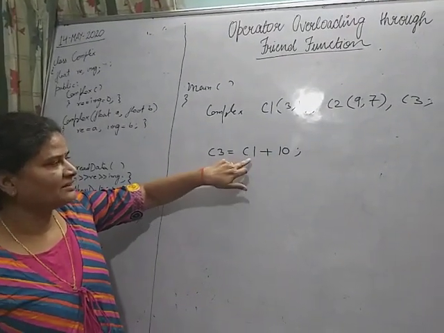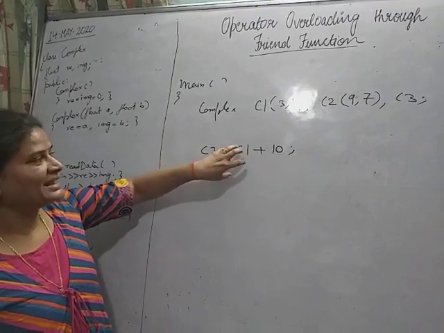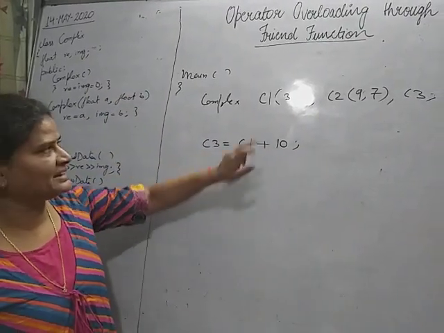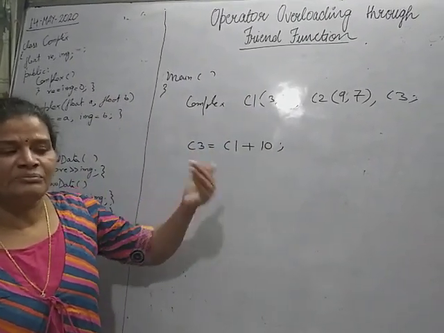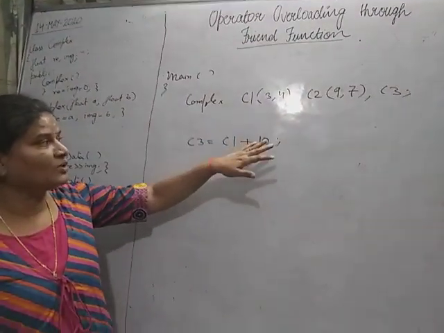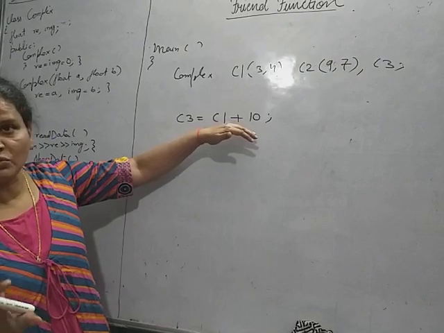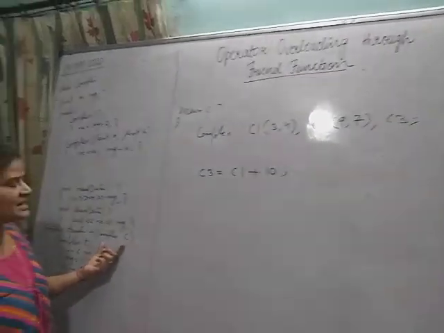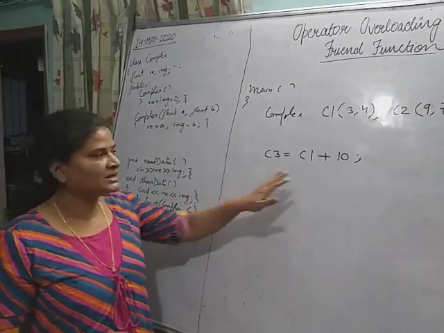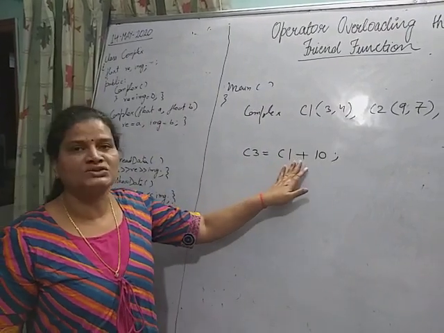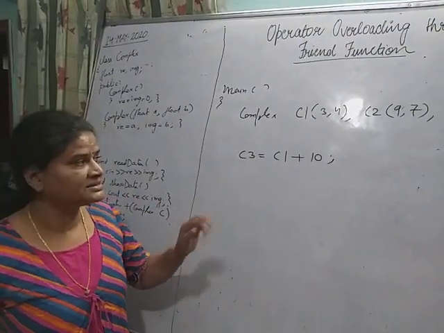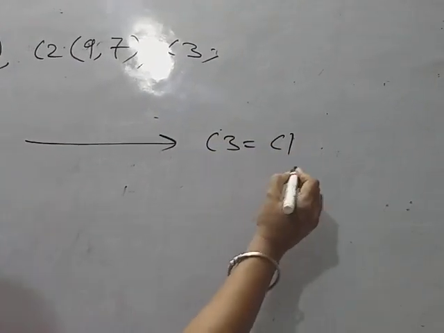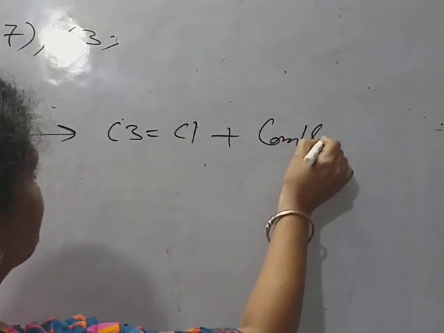Actually, for this operation I want 10 to be added to the real data member of C1, whose real part is 3. The meaning will be defined by the user. So two ways are possible: either we can overload the plus operator by passing a basic type, but here I have not overloaded the plus operator with this type. So what does the compiler do? The compiler internally converts this statement as C3 equal to C1 plus complex 10.